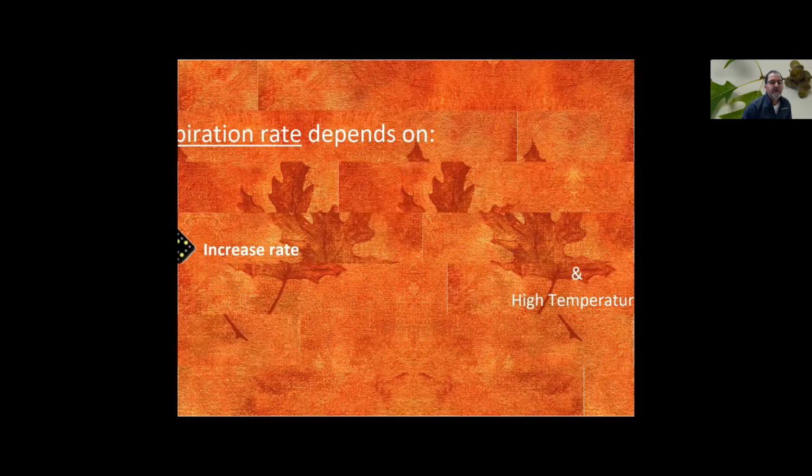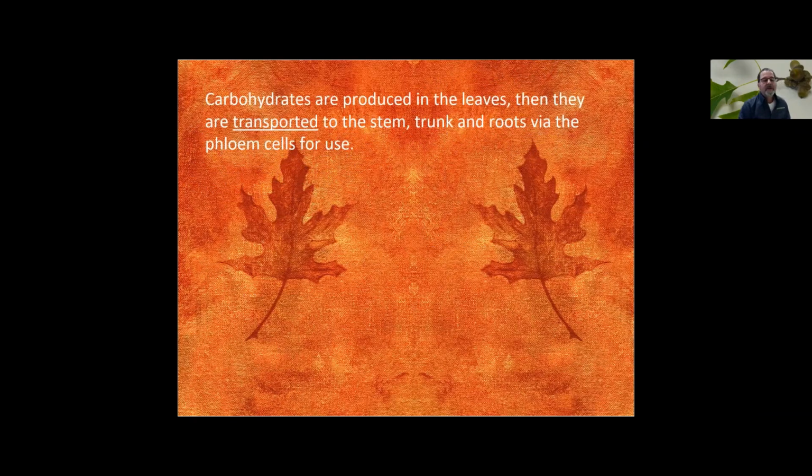As you might imagine. So let's talk a little bit about carbohydrates. They are produced, of course, in the leaves. Then they are transported to the stem, the trunk, and the roots via the phloem cells for use. But the question becomes, who gets the carbohydrates first? Is there a priority order in this distribution? There is, and we're going to talk about that in translocation.